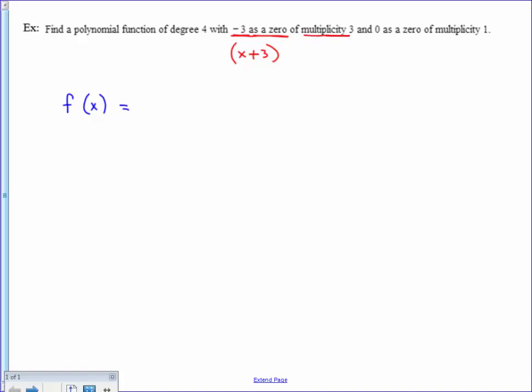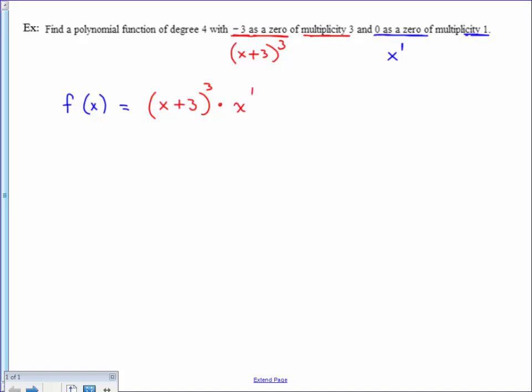What does it mean to have multiplicity of 3? That means that that factor has a power of 3 on it. So the first factor would be x plus 3 to the third power. Then you will multiply whatever other factors that you find. The next piece says 0 is a 0. So if 0 is a 0, what does that mean? That means that we have something along the lines of x as a factor. It has multiplicity of 1, so it would be x to the first. So our second piece is x to the first.